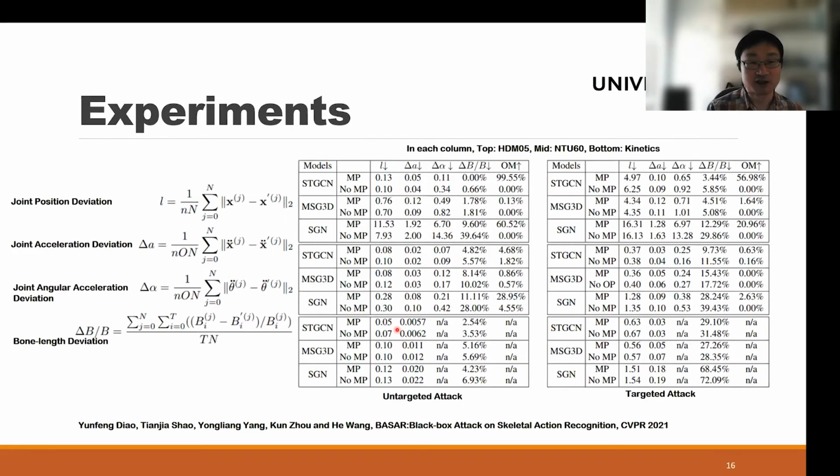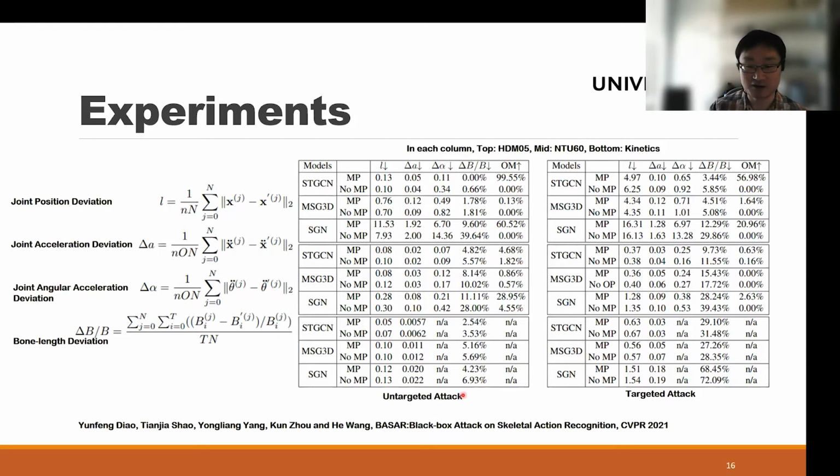Very quickly, we evaluated. First of all, we found that Bazaar can always achieve a 100% success rate. Then we started to think we need to evaluate the quality of the attacks. So we use 4 metrics. One is the joint position deviation after perturbation. The second is the joint acceleration deviation. The third is the joint angular acceleration deviation. And the fourth is the percentage of bone length deviation or violation. Normally, if we compute that for the adversarial samples, the lower the better.